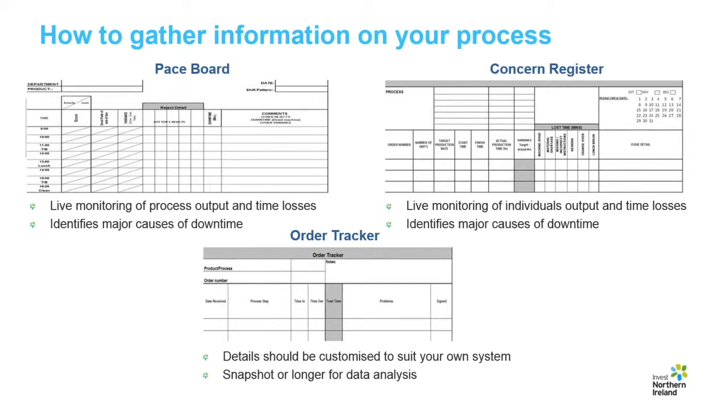An order tracker is another useful tool, which can give you a snapshot of how an order flows through your process and any issues encountered. An easy way to do this is to physically attach the tracker to an order and keep it with the order as it moves through the process.